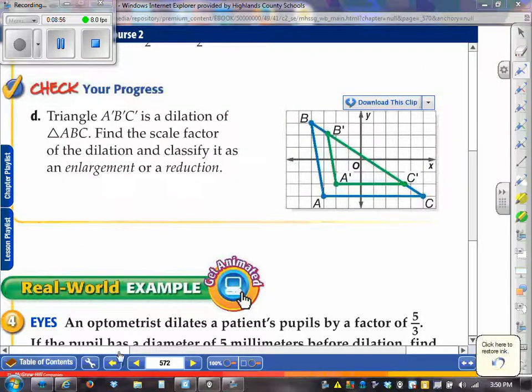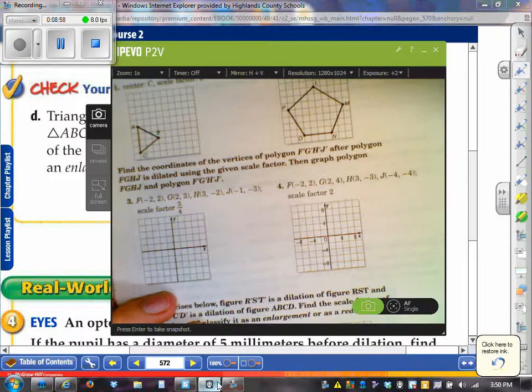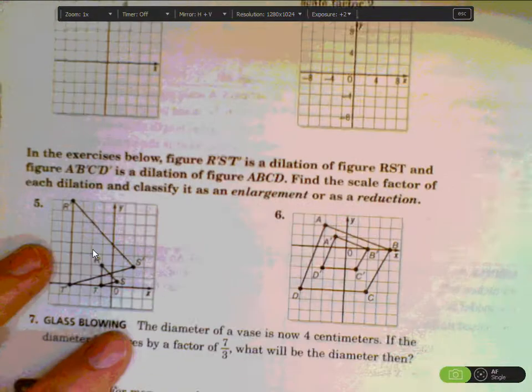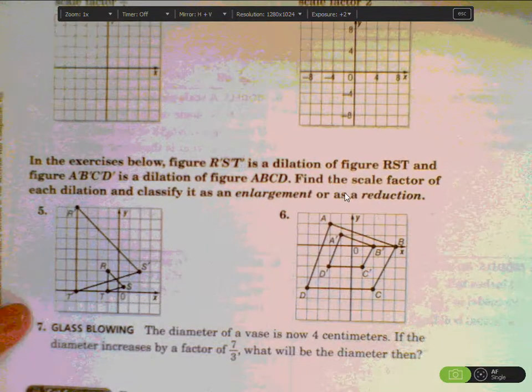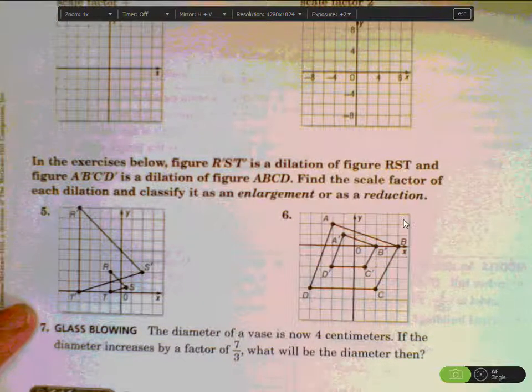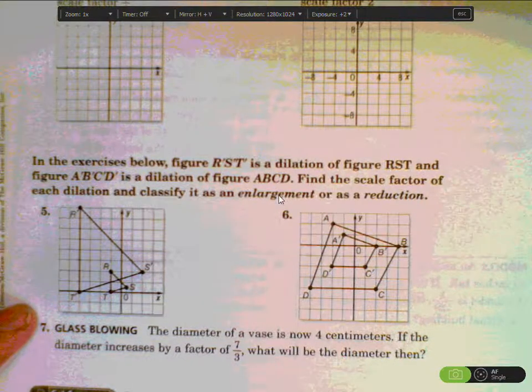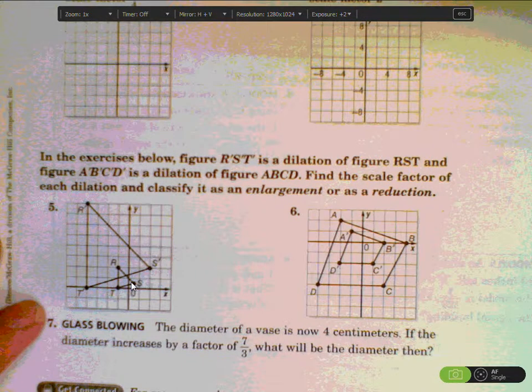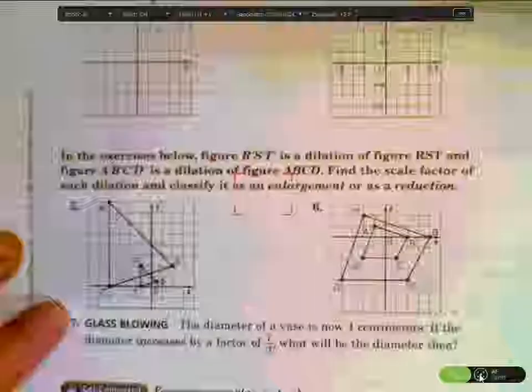You actually had a couple of those on your homework. I can show you down here. They want to know what was the scale factor, and then is this an enlargement or reduction? Now this part should be easy. Enlargement or reduction. You look. Well, what is it? Let's see if that clears up a little bit. Focusing.